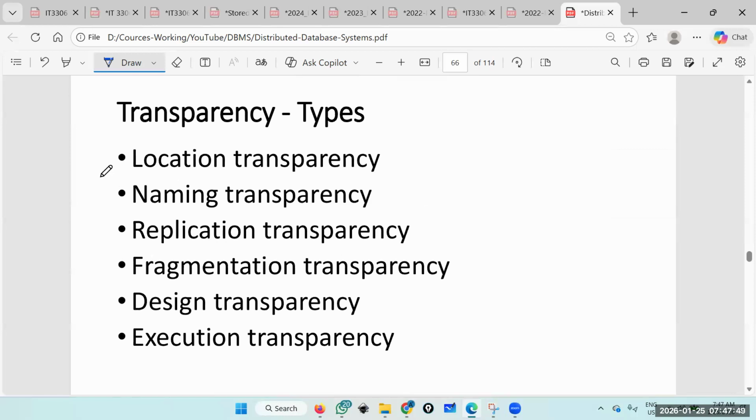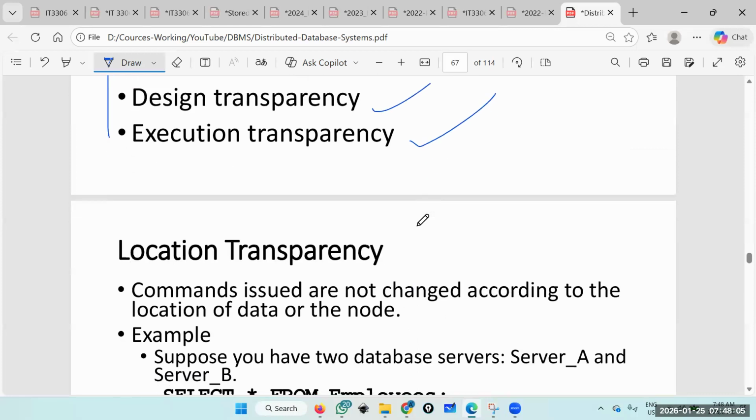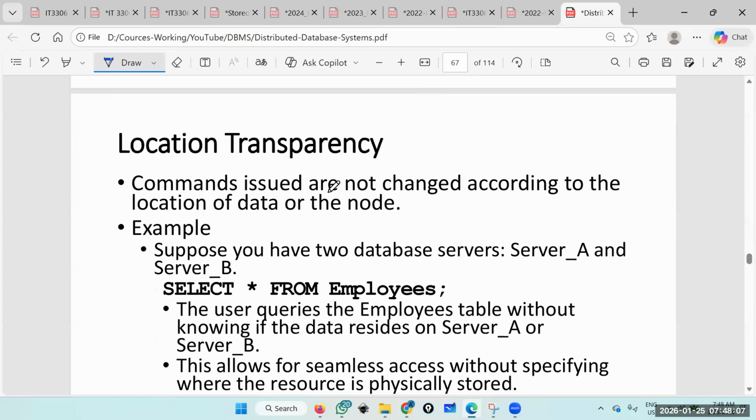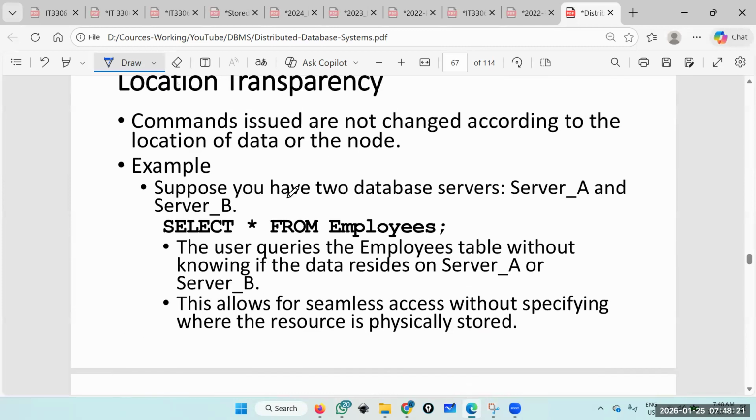Right. So again, we have different types of transparencies: location transparency, naming transparency, replication transparency, fragmentation transparency, design transparency, execution transparency, and so on. Location transparency means when you write your queries in a distributed environment, you don't need to specify the site or the location. You don't care. That is called location transparency.